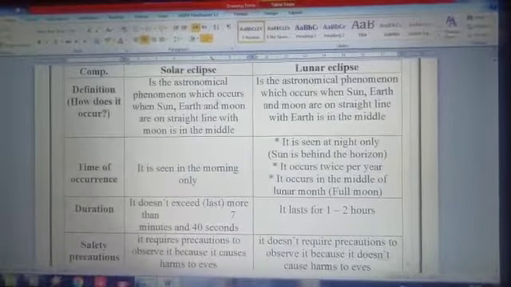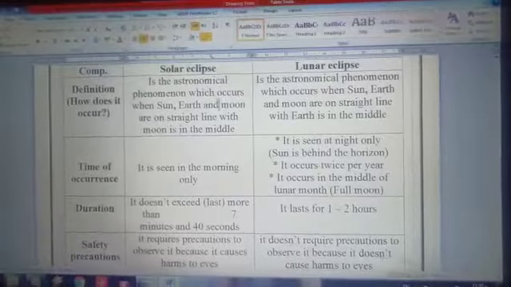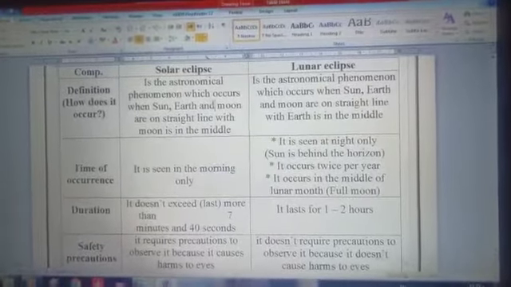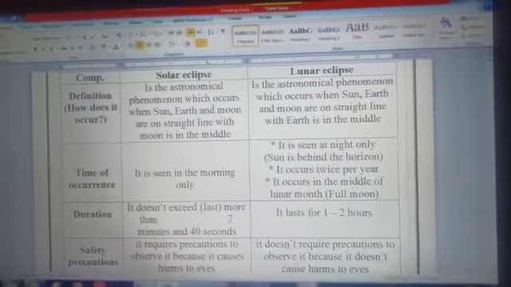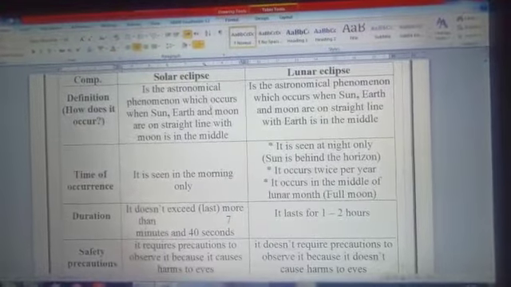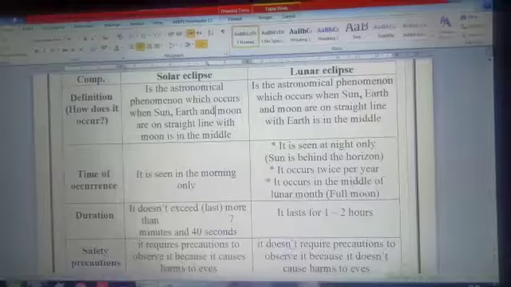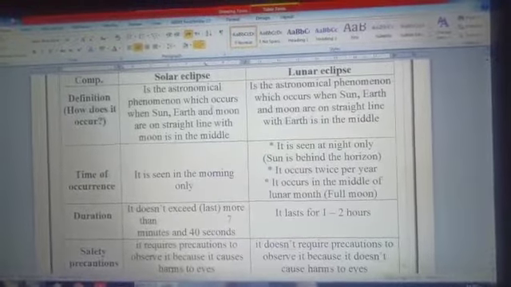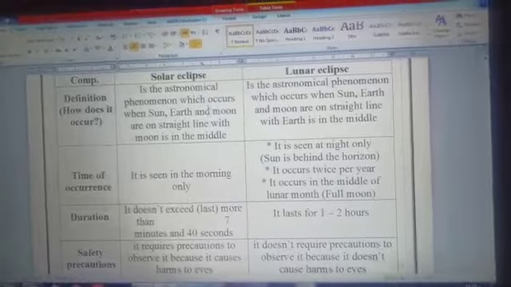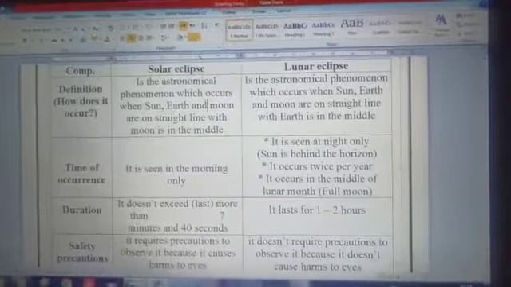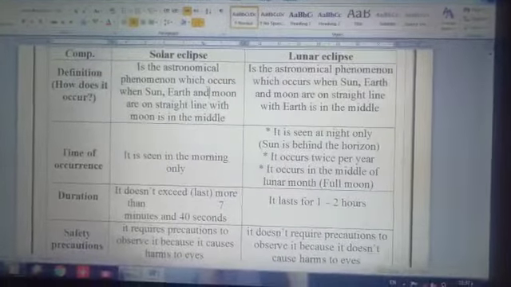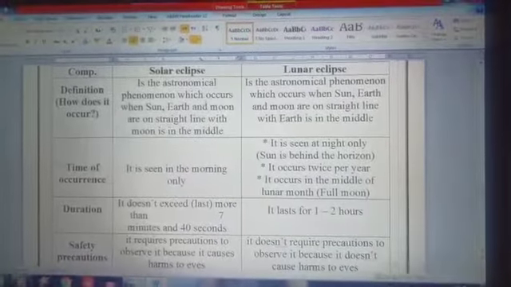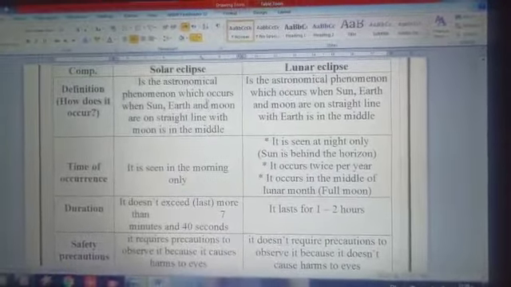1 or 2 hours. Where can I see the lunar eclipse? It's seen, of course, at night because it's about the moon. It occurs twice per year, and in the middle of the lunar month. And the moon should be a full moon, like a circle, a big circle.